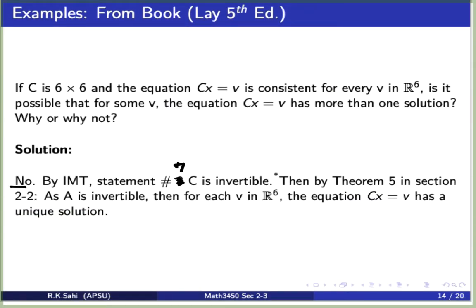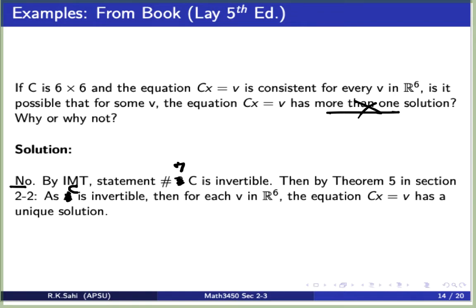So if it satisfies that statement, C is invertible. Now, from Theorem 5 in section 2.2, if the matrix is invertible, we have to write C over here because we're talking about a matrix C. As C is invertible, then for each v in R6, this equation has a unique solution. Clearly this means that you cannot have more than one, so this is not possible.